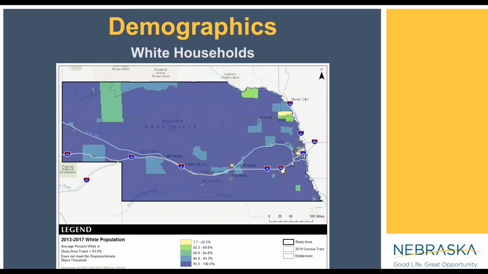When you zoom in, you can't see it here because we have the other entitlement jurisdictions whited out. But if you get into Omaha and Lincoln, you see very small census tracts because there's a higher density of population. We see a couple areas of non-white population pop out right up here, and then over here in the western portion of the state. But the majority is 93.3 to 100% white households across the state.